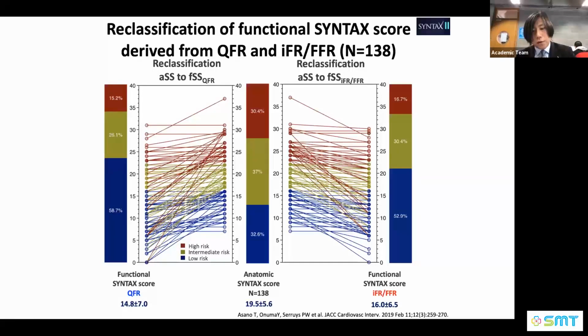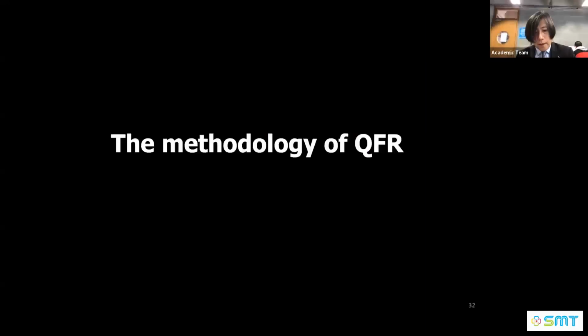In the SYNTAX II trial, we also had a routine measurement of the iFR, so we could calculate the functional SYNTAX score based on the iFR, and we also looked at the functional SYNTAX score based on the QFR, and it shows a very similar number. Based on QFR, the functional SYNTAX score is 14.8 points, whereas the functional SYNTAX score based on the wire-based measurement was 16 points. So we show that it's feasible and reproducible compared to the invasive wire-based functional SYNTAX score.